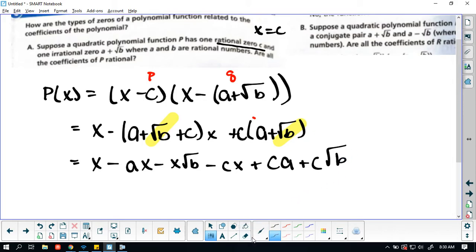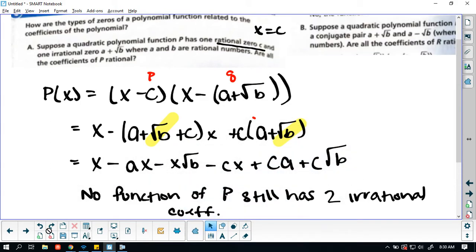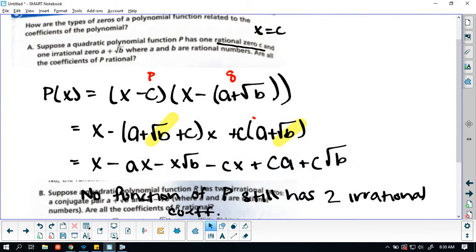No, we still have the irrational. There's nothing that cancels out. So no, the function p has two irrational coefficients. No way I could get around that. That's just how it's going to be. All right, so let's go to B.